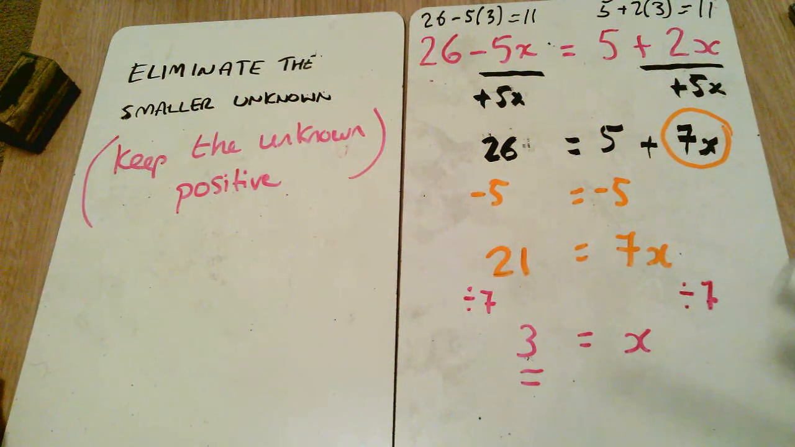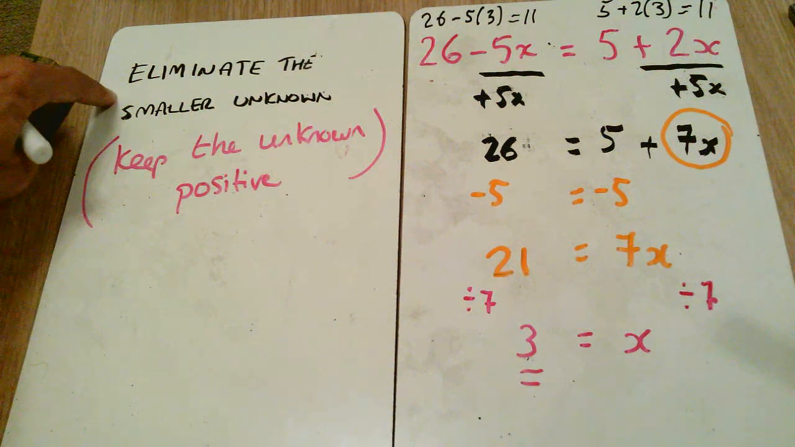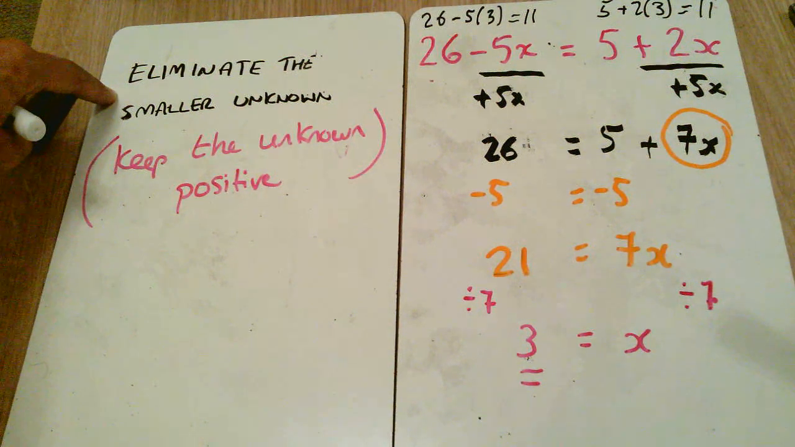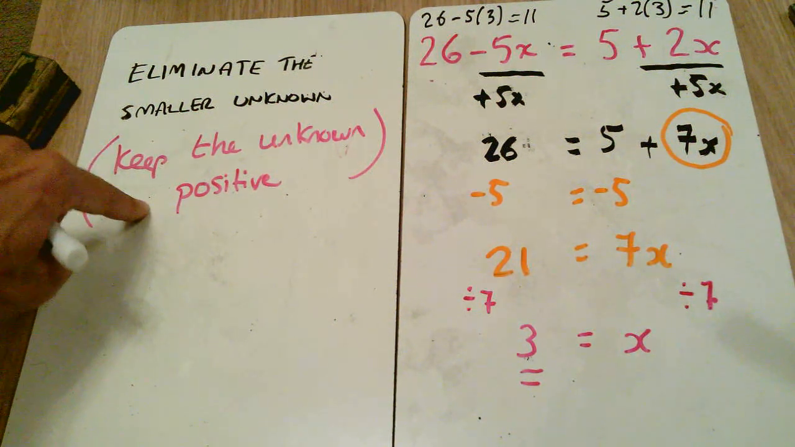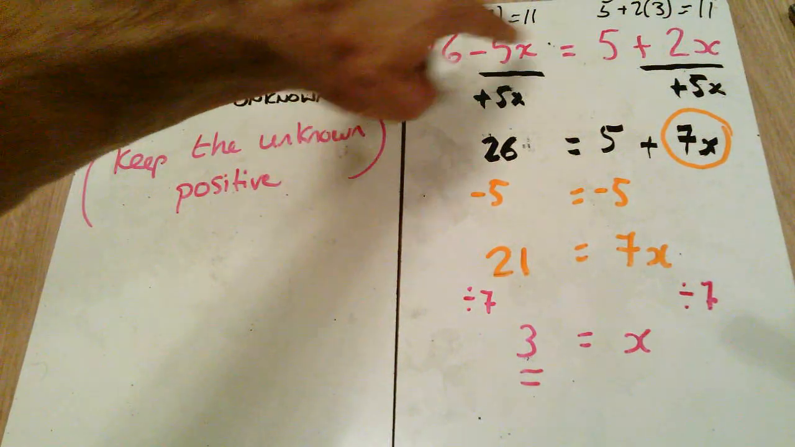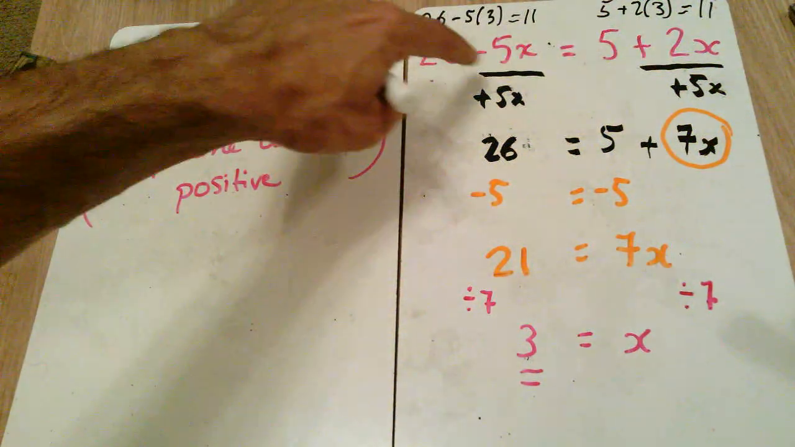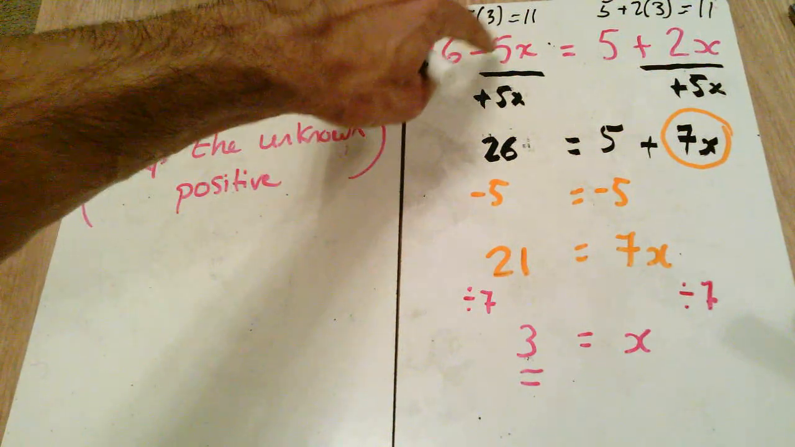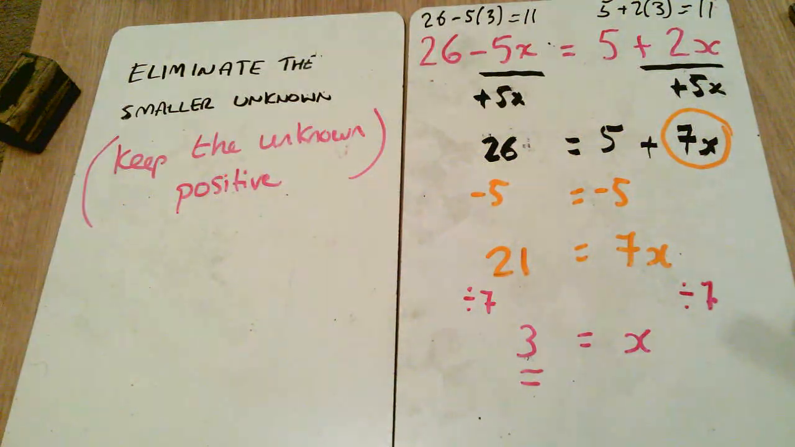So let's quickly review. The key things were to eliminate the smaller unknown, so we keep the x positive. Here, minus 5x is smaller than 2x. So we added 5x to eliminate that. We then added 5x to both sides. And then we got one of our normal questions that we're used to working with.